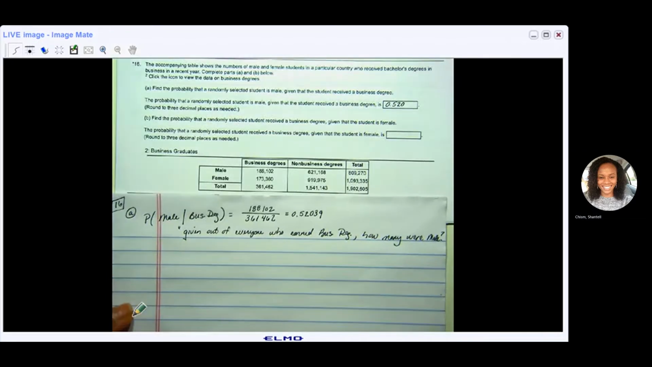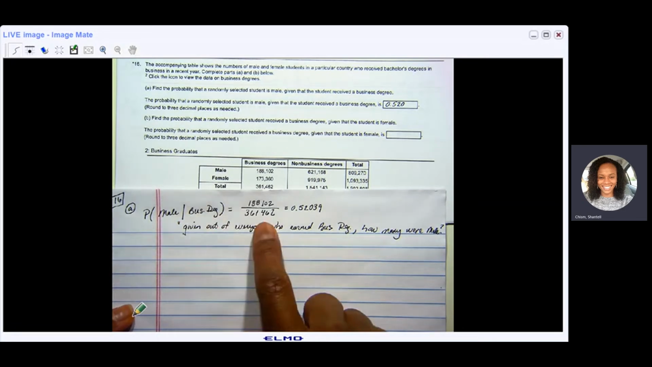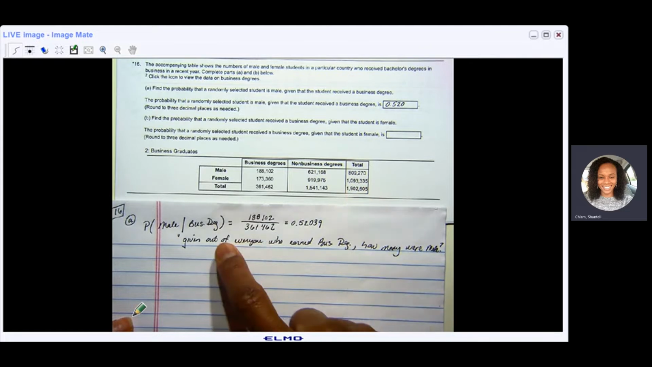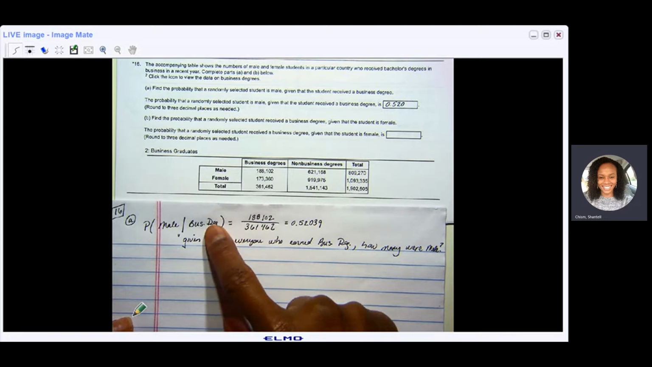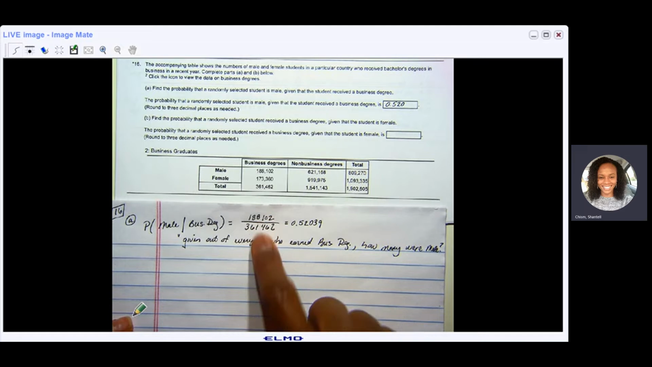Okay. So of the business degrees, how many were male? Even though this was the original total sample space, because you're only interested in those that earned the business degree, of those that earned the business degree, how many were male? Probability of them choosing a male.